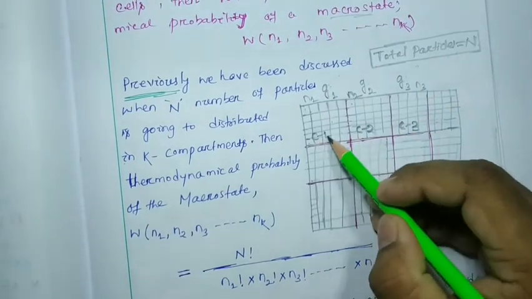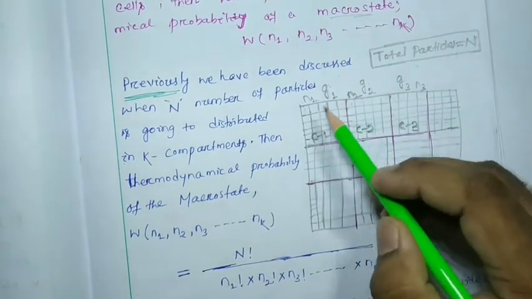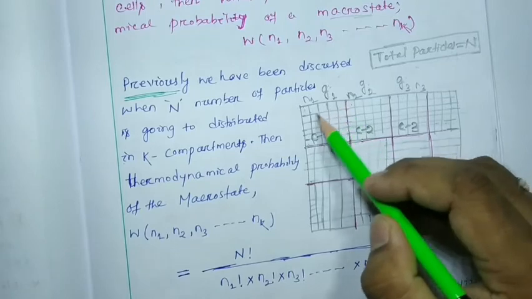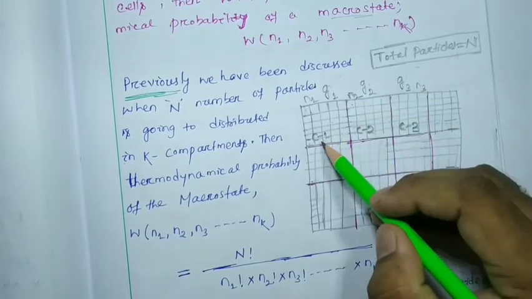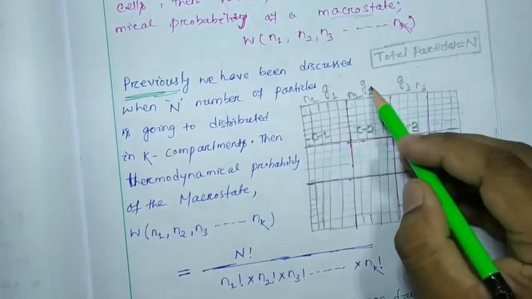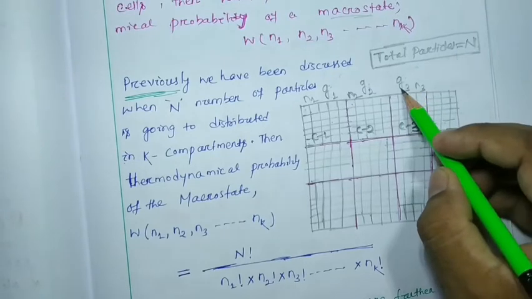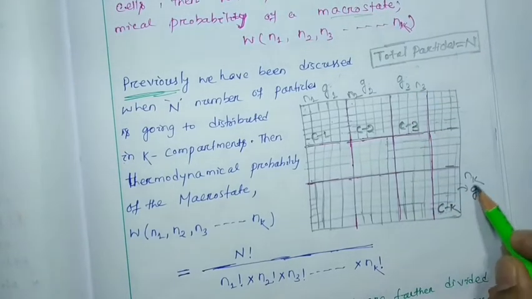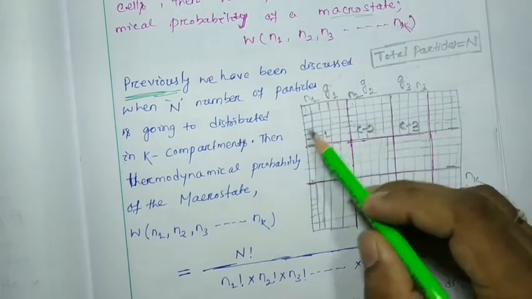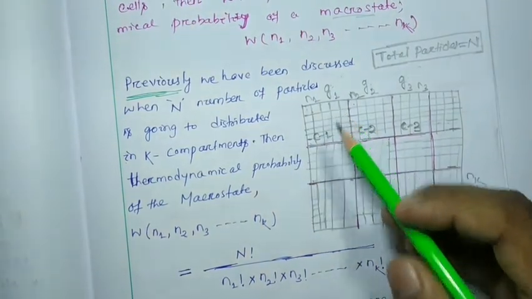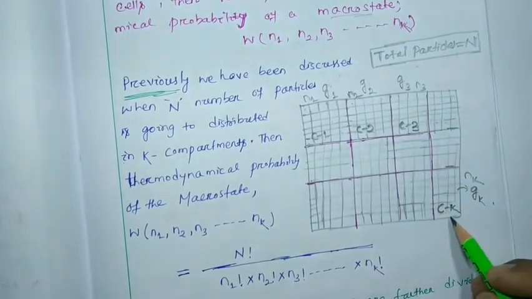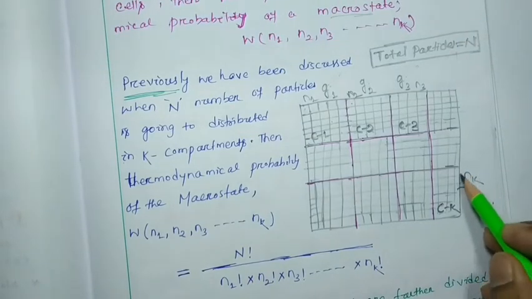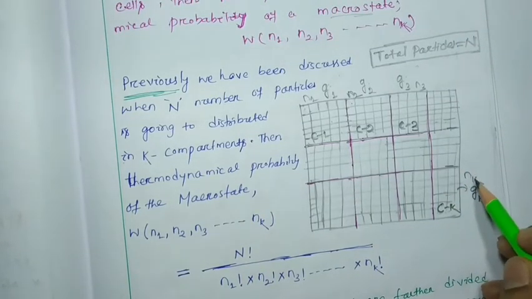So here for C1 compartment, G1 number of cells, these are 1, 2, 3, 4, 5. So G1, G2, G3 are the numbers of cells. For C1, G1 number of cells. For C2, G2 number of cells. C3, G3 number of cells. And for CK, GK number of cells. Okay. Now for C1 compartment, the number of particles is N1. For C2, the number of particles is N2. C3, N3. For CK, the number of particles is Nk.